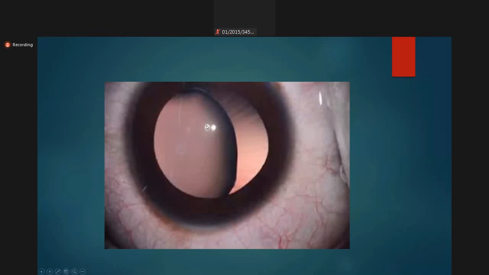Now here you can see this is a normal lens. This is a dilated pupil. This is a normal lens, and you can see a small amount of fibers. These are zonules. Zonules are prominent. So this is a case of subluxation or dislocation of the lens.